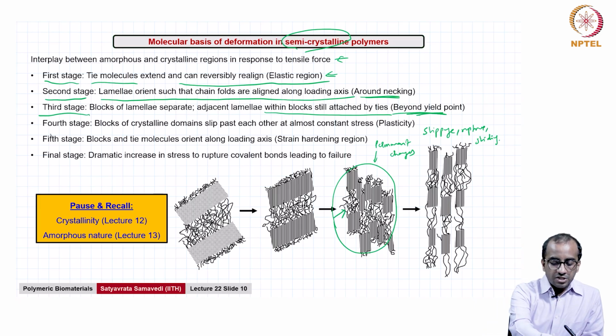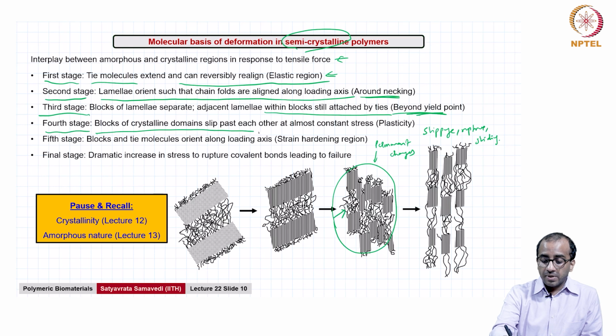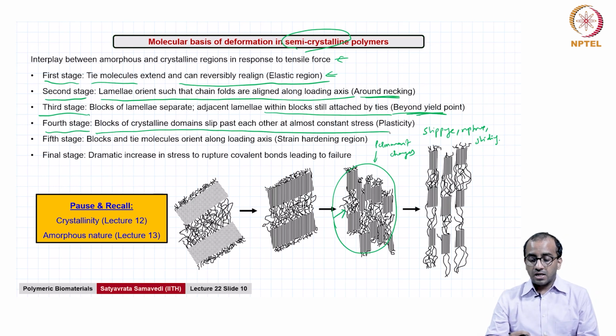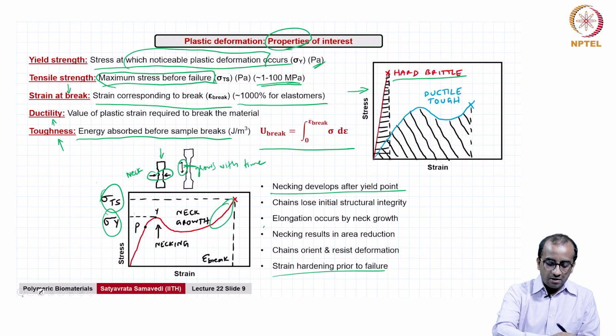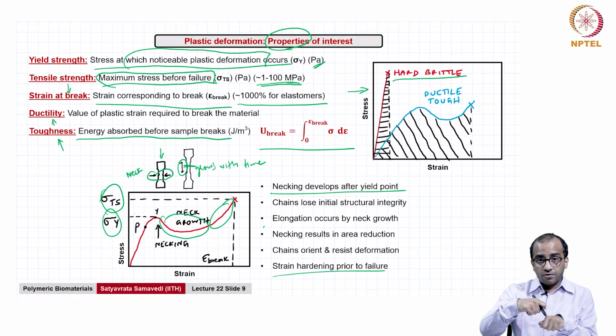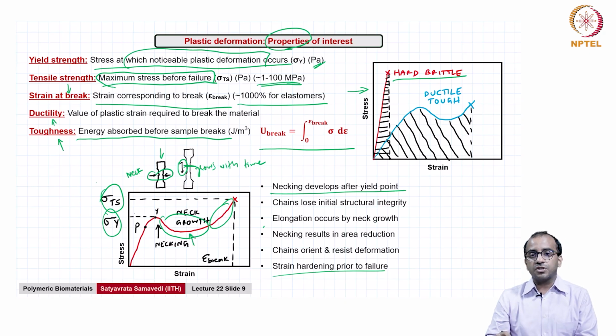Now, in the fourth stage, the blocks of crystalline domains slip past each other at almost constant stress. So, what happens after necking is there is some amount of stress required to pull apart some of these blocks of lamellae, but once you start doing that, then it is fairly easy for them to slip past each other. So, that is why the shape of the curve looks like this in this region, right. Once that initial stress has been achieved to pull apart the different blocks of lamellae, then it is very easy for them to slide past each other.